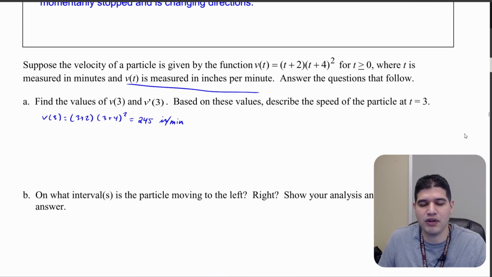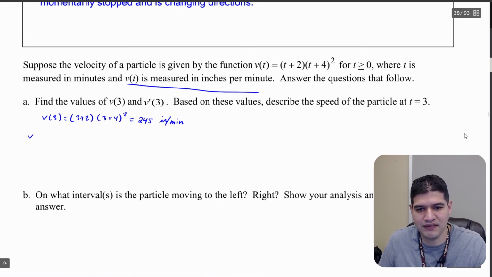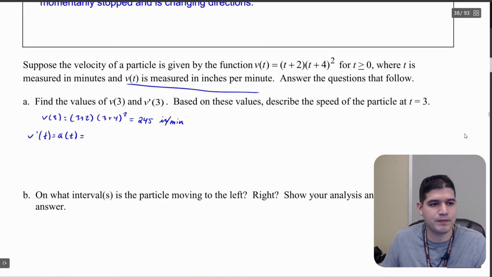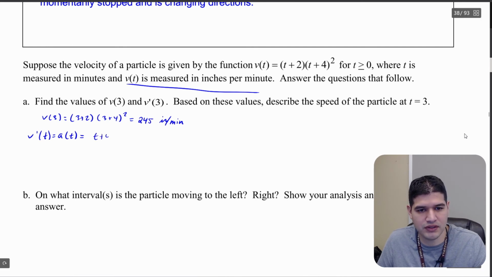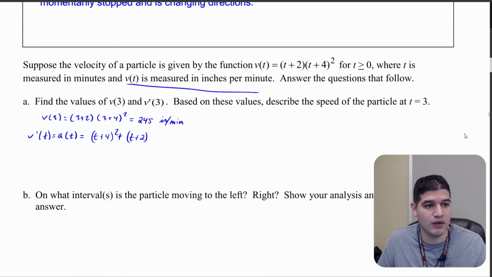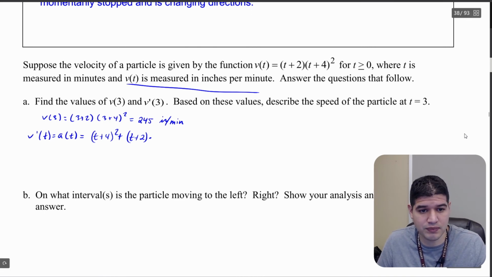So now we want to find v prime of 3, but we don't have v prime of t yet, so let's find that. And one thing that I want to keep in mind is that v prime of t equals a of t. It means the acceleration, so let's go ahead and fix that. And we're going to need to use the product rule here. So I have the derivative of the first times the second, so that's going to be t plus 4 squared plus the first, which is t plus 2, times the derivative of the second, which is, we're going to need the chain rule, so times 2 times t plus 4 times 1.